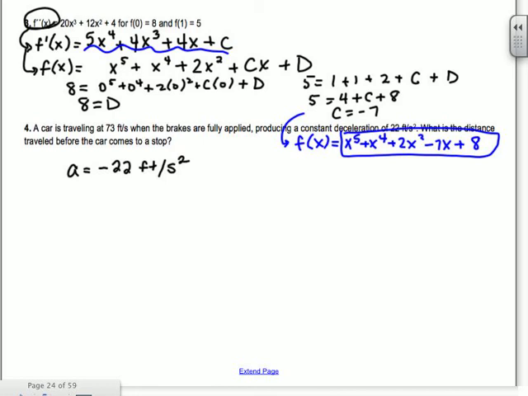So start with, this is your second derivative of the position function. So when we're talking about how far it traveled, that's a distance, that's a position. Okay, so A is negative 22 feet per second squared. So my velocity is the antiderivative of that. So it'd be negative 22, we'll use t, because we usually use t in these, plus some constant.